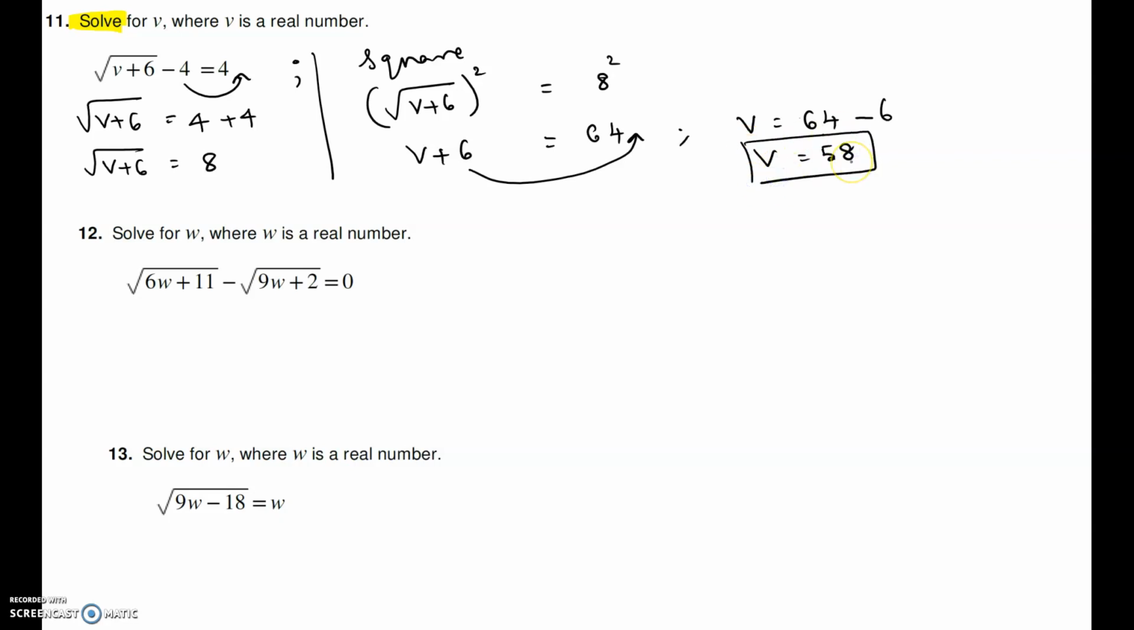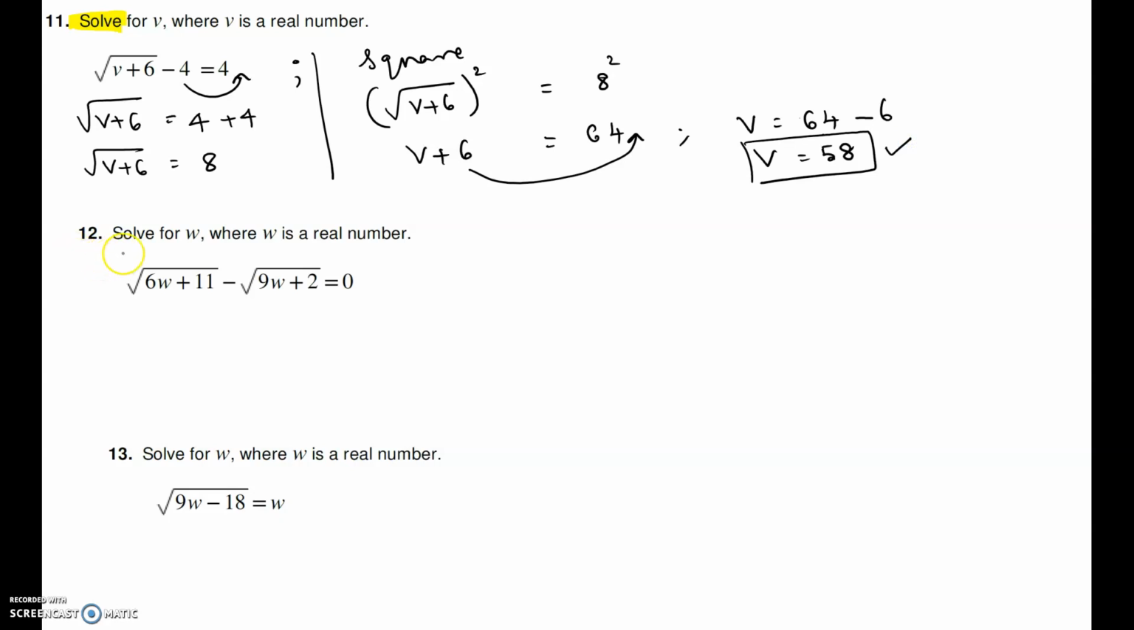So if you plug in v equal to 58 into the original equation, you get square root of 58 plus 6, which will be square root of 64, which will be 8 minus 4 equal to 4. So the equation is satisfied when you plug in v equal to 58. So our solution is okay.